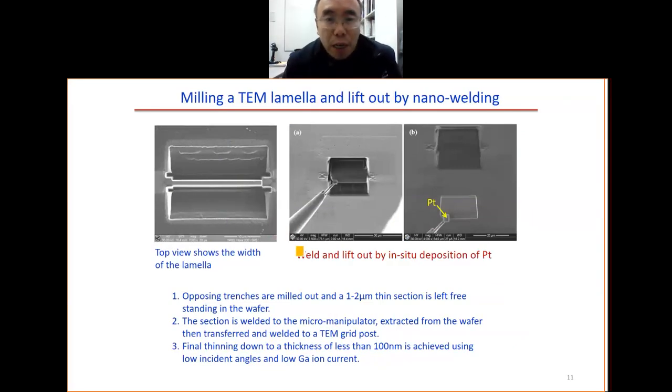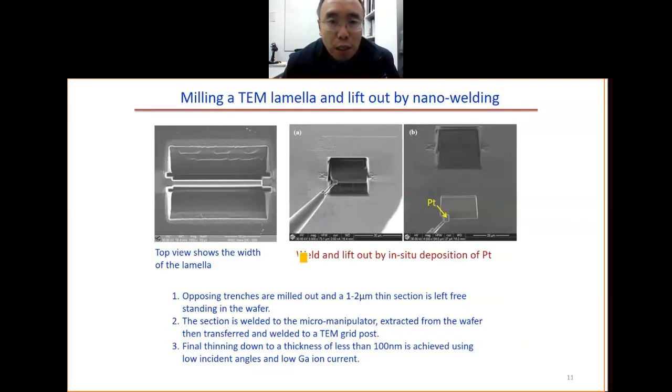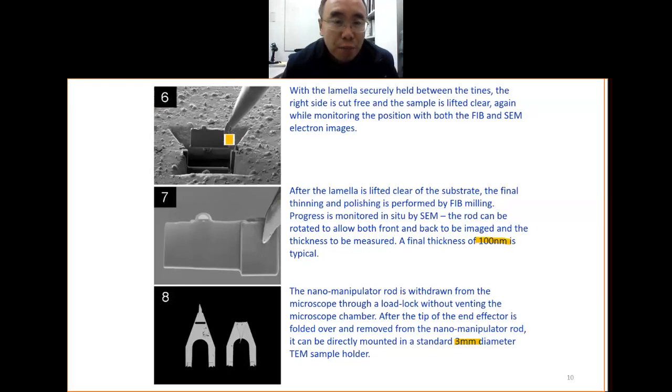A better way than this method is to use welding. You can use the welding process. You have this manipulator, called the micro manipulator. You put it very close, then you deposit a layer of platinum. You have the platinum deposition here, then it is welded. Once it is welded, you cut off around, you take it out. So nowadays FIB mainly uses this method rather than this clip method.